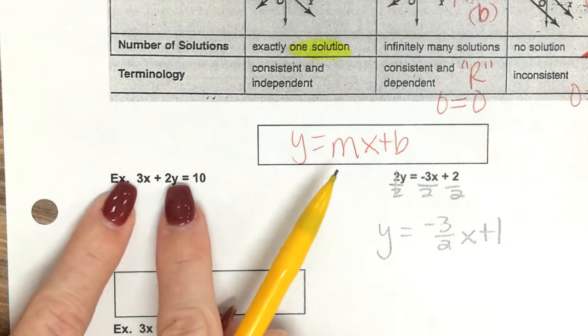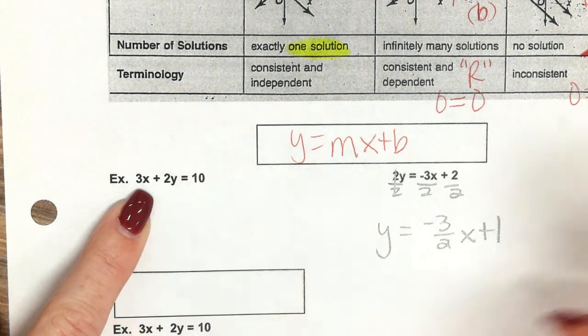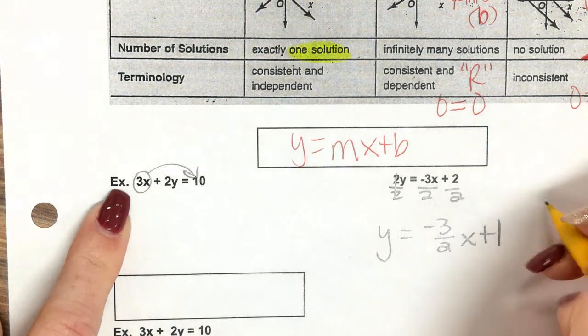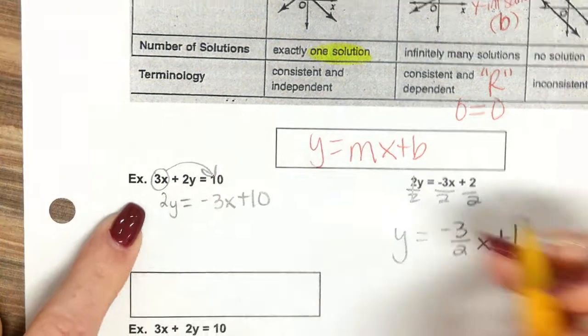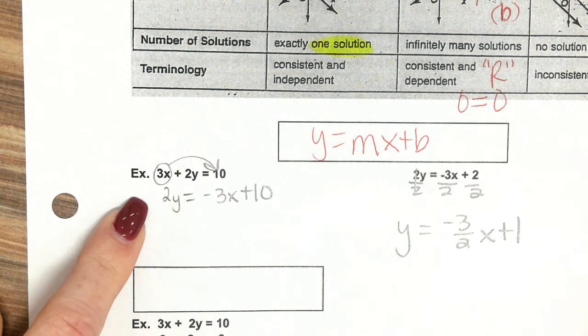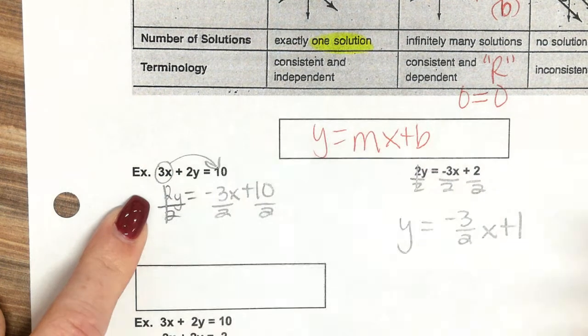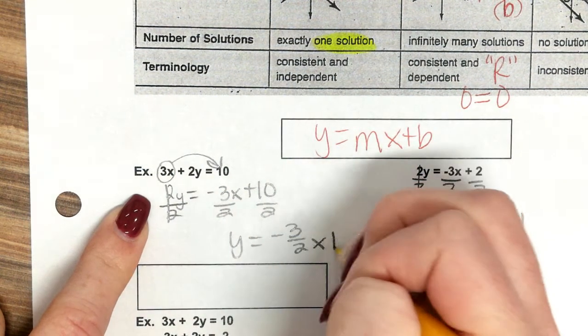Can I get this one to y equals form? Okay, what would I need to do? Move this 3x over here by subtraction. So I have 2y equals negative 3x plus 10. How would I get rid of the 2? Divide everything by 2. So I have y equals negative 3 halves x plus 5.